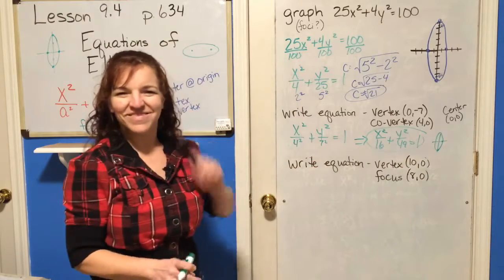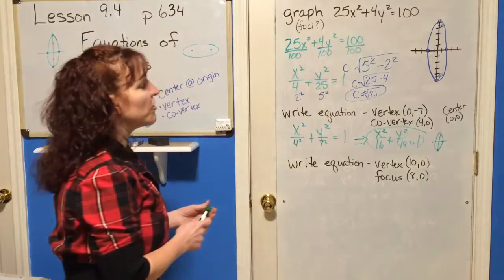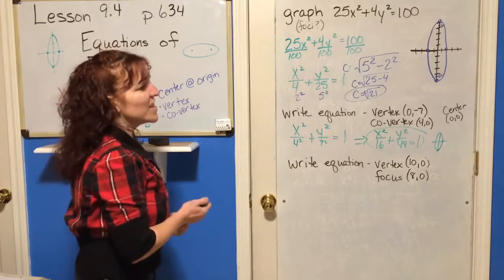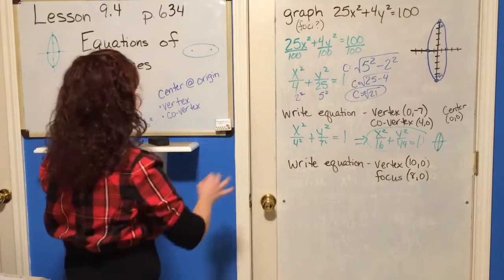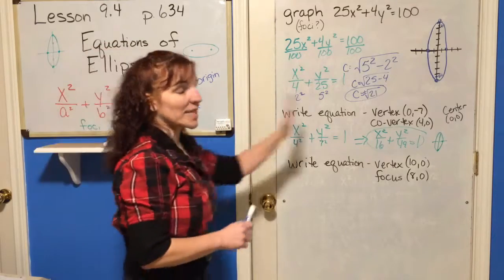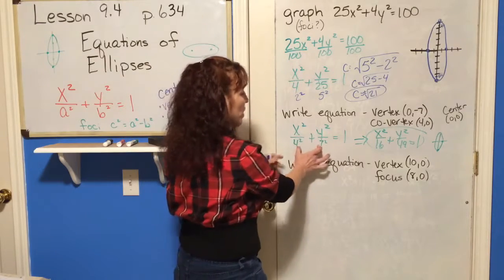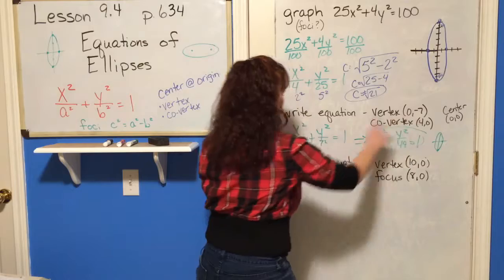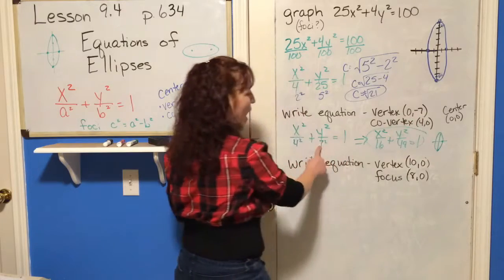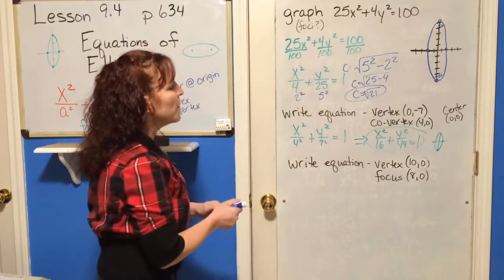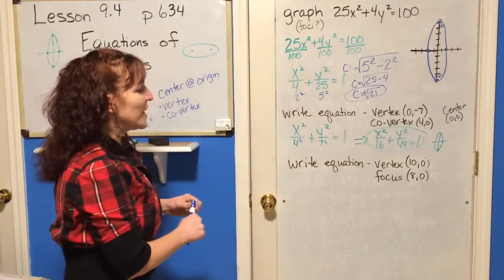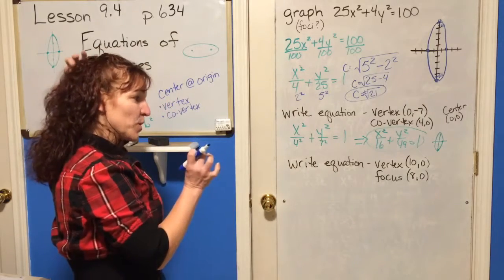Simple. All right, so if they give you a vertex and a covertex, finding the equation from that, if the center is at 0, is really, really simple. All right, just square them and make sure you match them up, the x value with the x, and the y value with the y. Okay, so next we're going to make it a little bit more difficult.